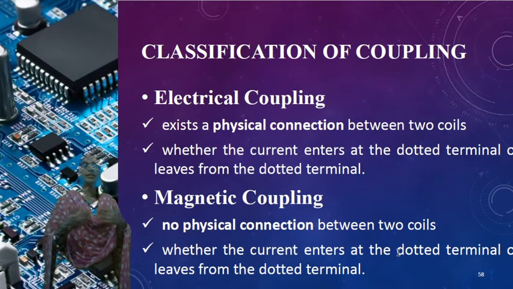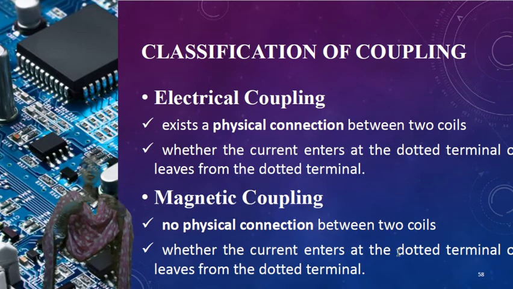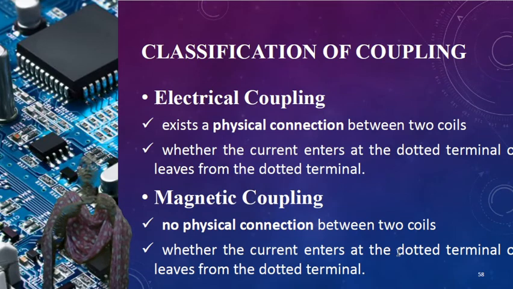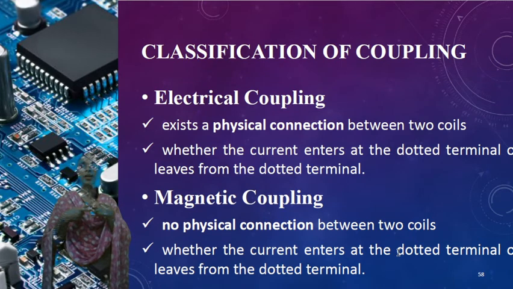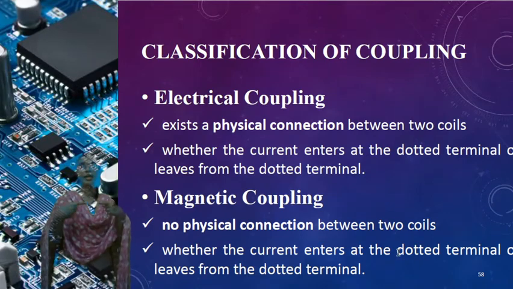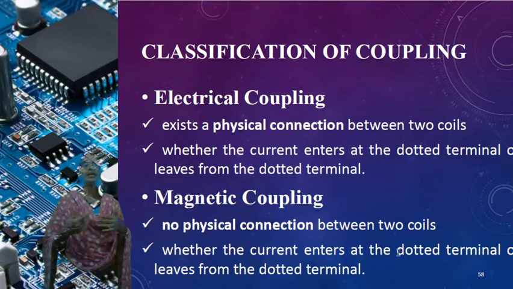So the second way is magnetic coupling. These are the two coils. There is no physical connection between these two coils, but the flux generated in the first coil influences the second coil, and the flux induced in the second coil influences the first coil. So these two are not physically connected, but some influence is there vice versa. That is called magnetically coupled.